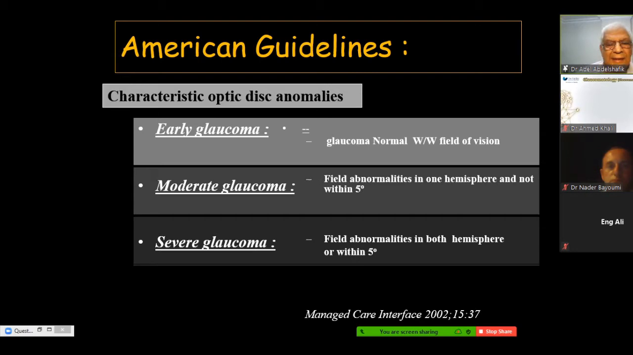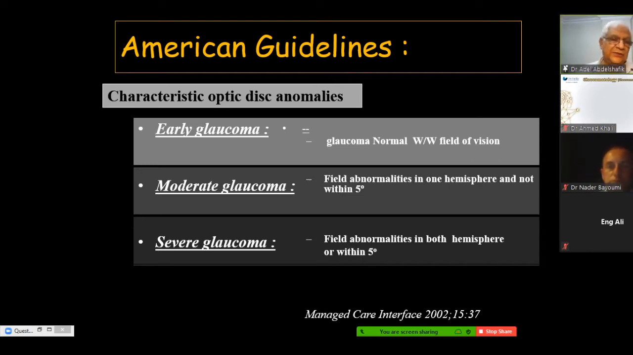The American guidelines classify the amount of damage like this. Early glaucoma is a patient with a characteristic optic disc anomaly and the field is totally normal. White-on-white field is normal. Moderate glaucoma is a characteristic optic nerve anomaly with field anomalies in one of the two hemifields, either up or down, and no involvement of the central 10 degrees. Severe glaucoma means involvement of the field up and down or involvement of the central area.